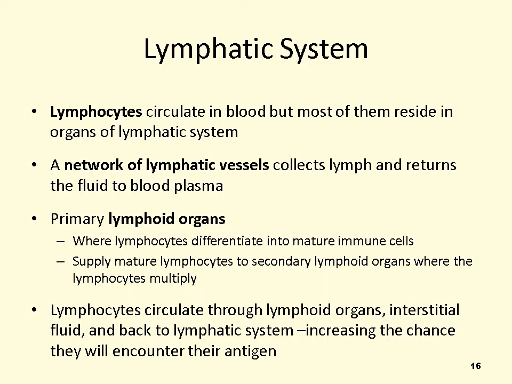Lymphocytes circulate in the blood. They're a type of white blood cell, but most of the time they're in the organs of the lymphatic system, things like the spleen, lymph nodes at various parts of the body. There's a network of lymphatic vessels which collects this lymph, which you may recall is kind of like the interstitial fluid in the body that's being drained through the lymphatic vessels. And you can imagine something that's separate from the blood circulatory system is, if you like, a drain for the tissues of every part of the body.